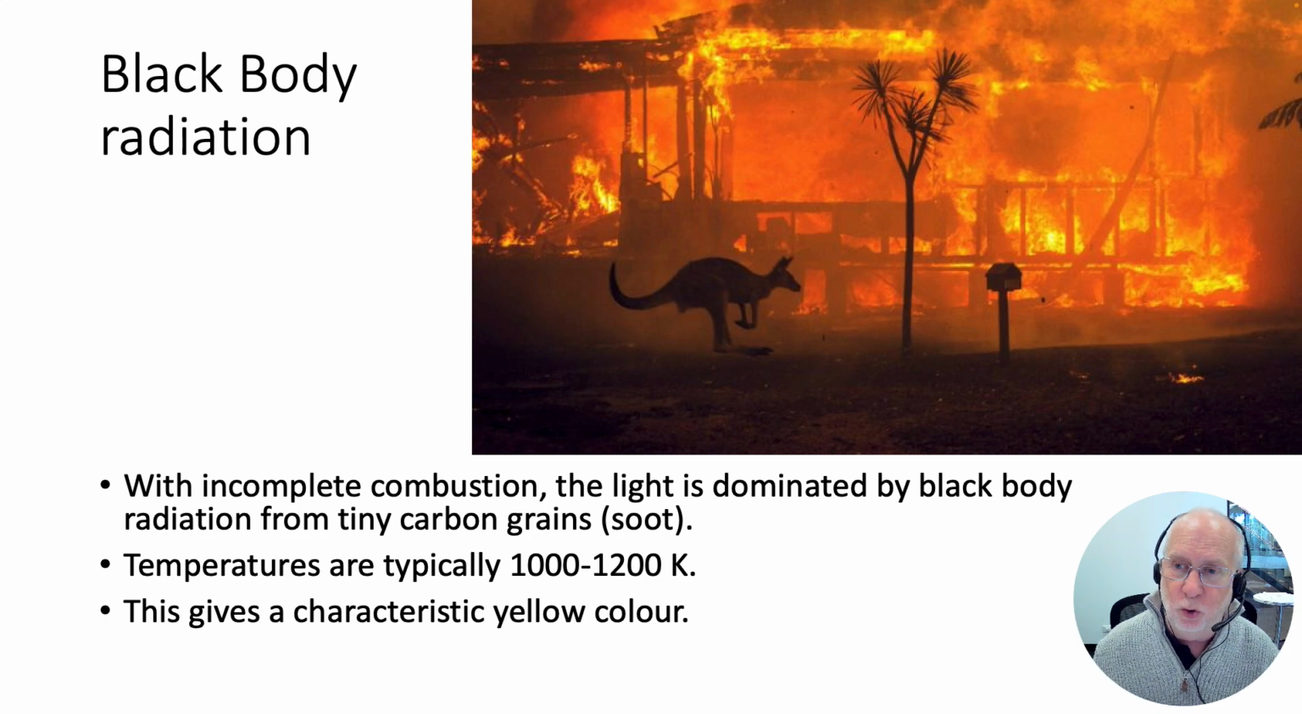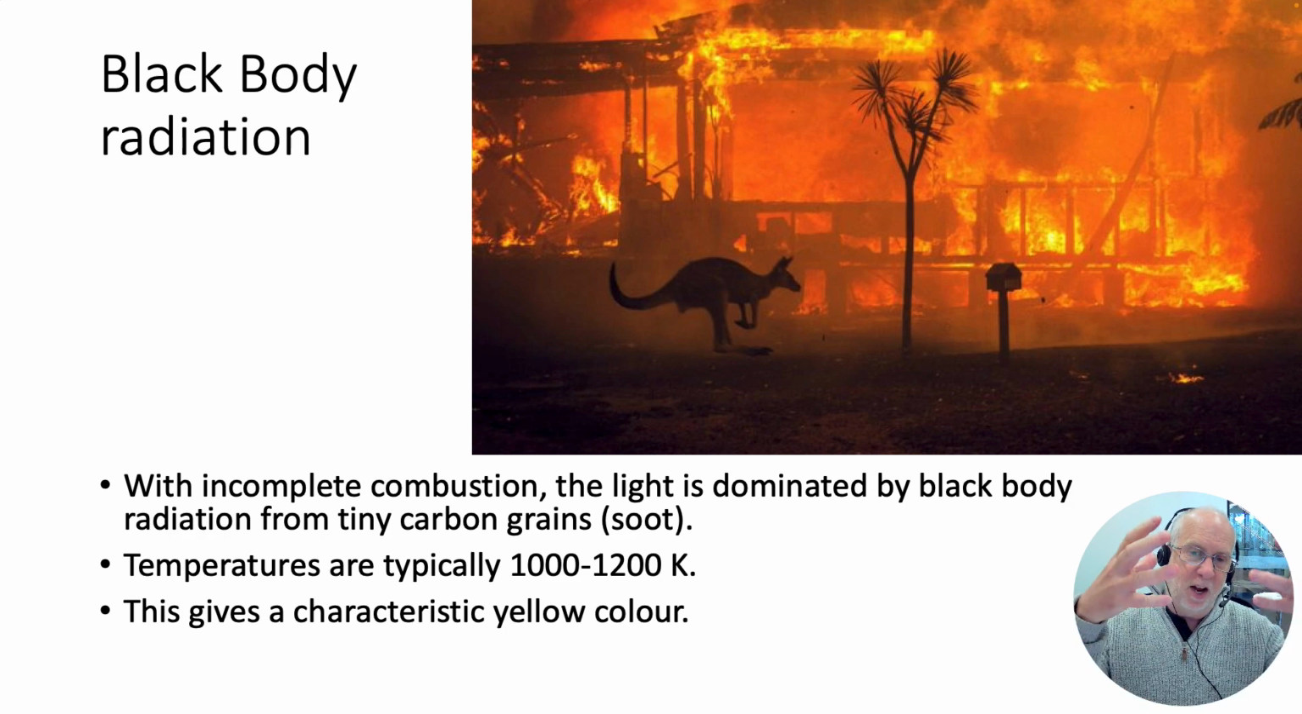In bushfires you usually see this yellowy orange colour. And that's actually black body radiation. What's happening is that the fire is not fully combusting, because it's a very complicated mix of chemicals coming out of the burning wood. And so you get very tiny grains of black carbon, soot it's called, too small to individually see.